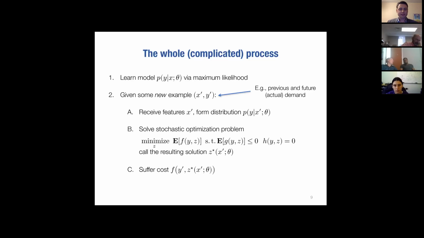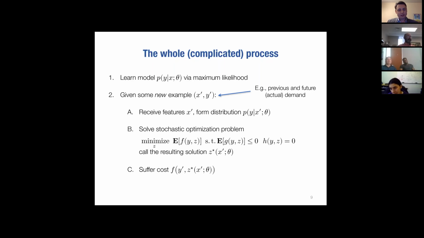It depends on x prime because it depends on the distribution of y, and in our machine learning, on theta. It depends on both because we're using our machine learning model to predict what y is going to be given x prime and parameterized by theta. So while Zstar is just the solution of a stochastic programming problem, it effectively depends on both our observed features as well as our model parameters theta. This is already getting fairly complex, so I want to go slow enough that people can follow all this, but Doug, please do interrupt if there are any questions.